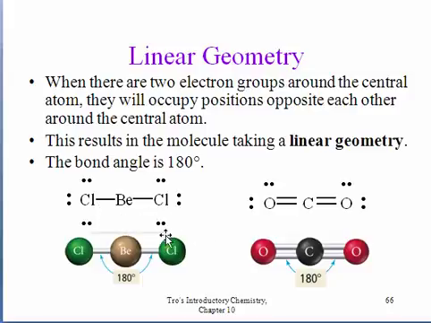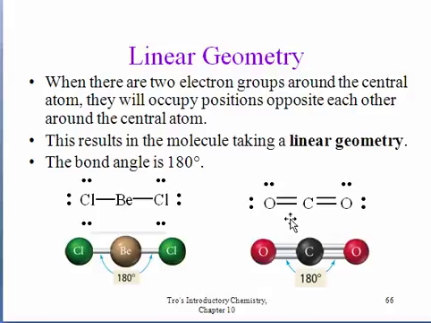And here are two examples. We have beryllium chloride. And remember, even though beryllium's a metal, it has a lot of non-metal character to it, so it has bonds which are very similar to covalent bonds. And here is carbon dioxide.